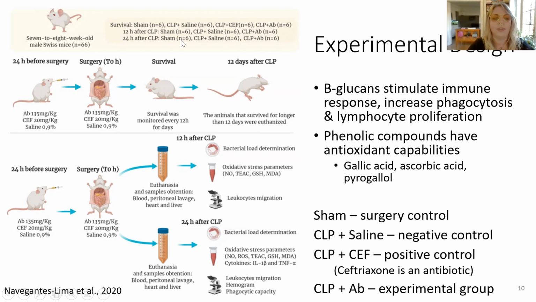And so up here you can see what the experimental groups were. The sham group was basically just opened up and then sewn shut without puncturing their cecum and was basically used as a control for the surgery. The CLP and saline group was used as a negative control, and the CLP plus CEF was a positive control because CEF is ceftriaxone, which is an antibiotic. And then finally, we have our experimental group, which is the mushroom solution that they used, which they denote as AB for the rest of their study.